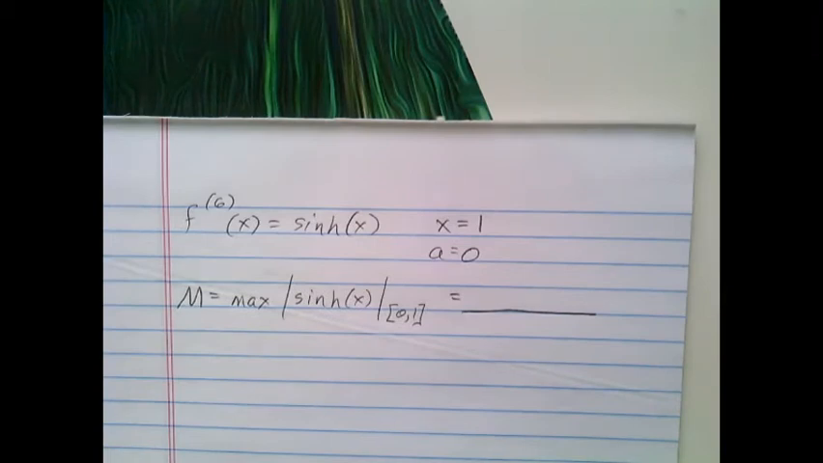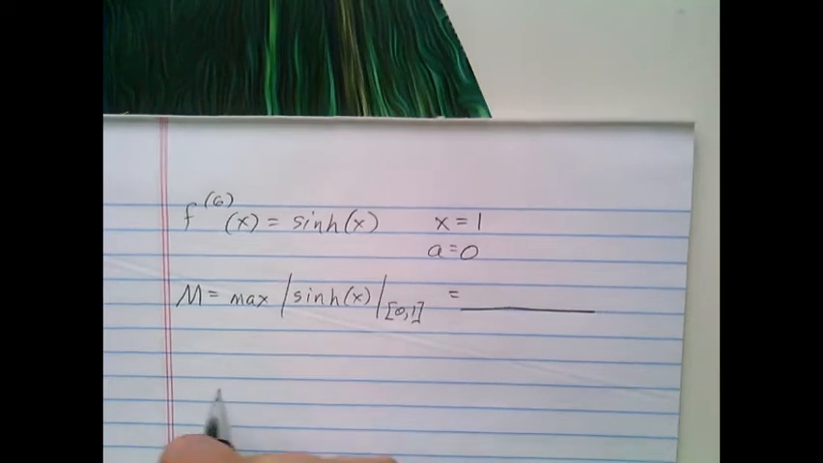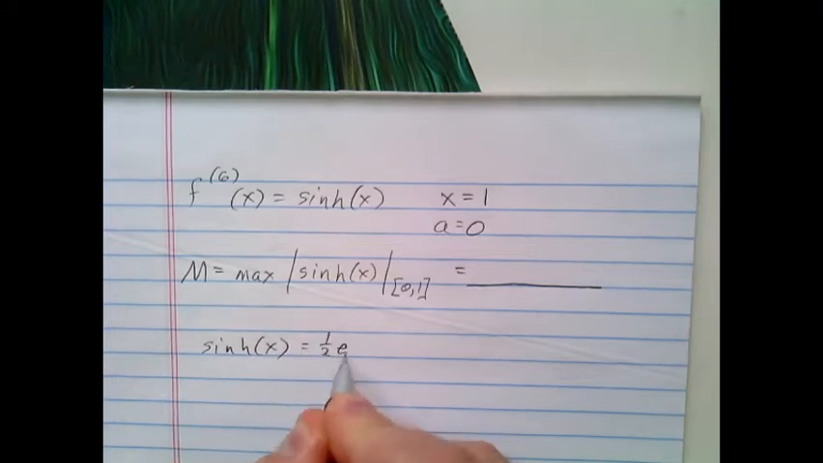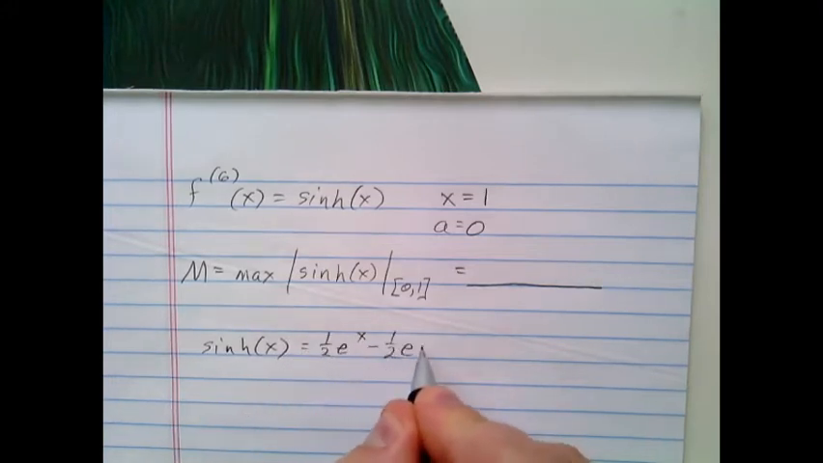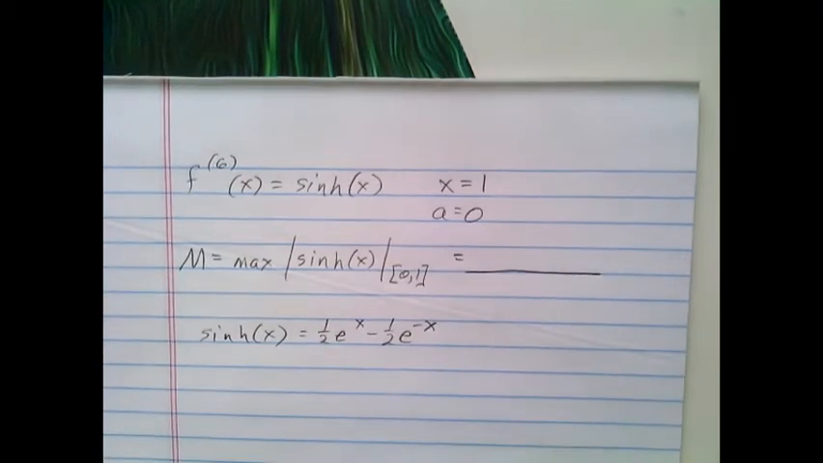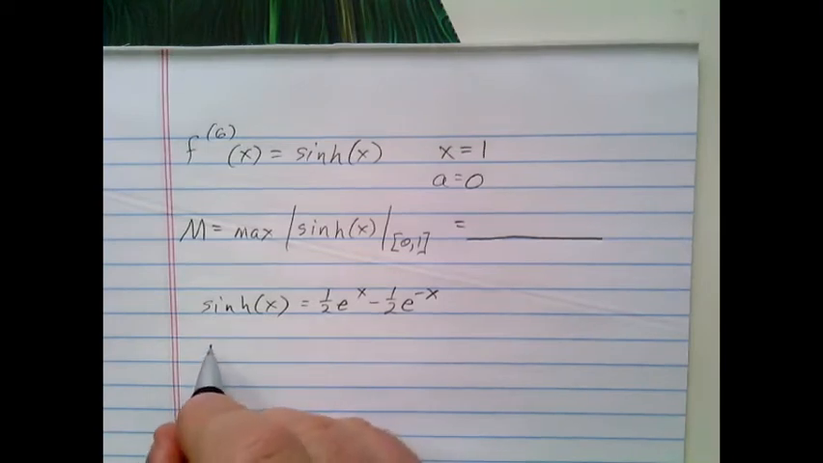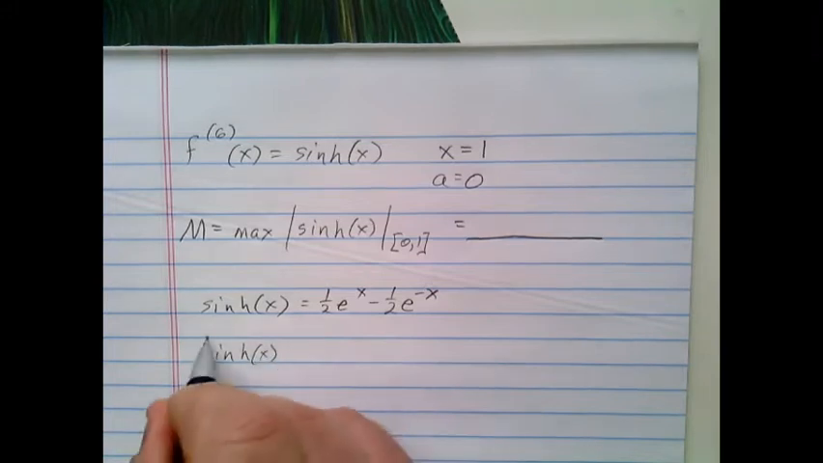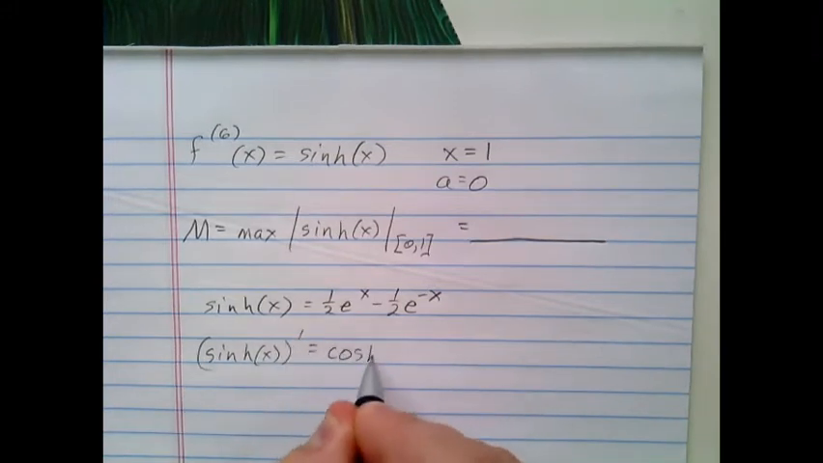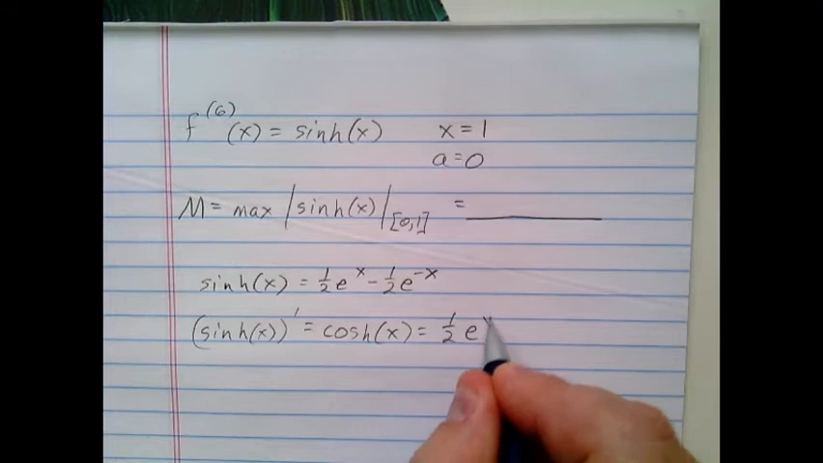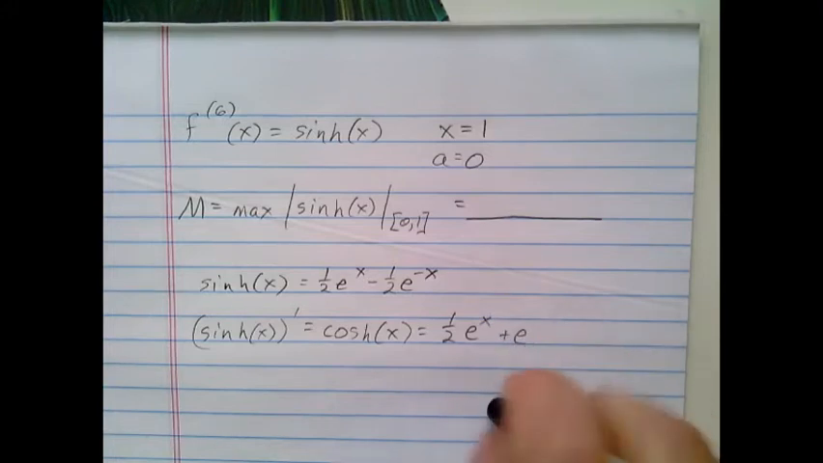But this is the part that takes a little bit of thinking. Remember, hyperbolic sine looks like this: 1/2 e to the x minus 1/2 e to the negative x. If I want to find the maximum of a function, and that's what I need to do here, we learned in Calc 1 that you usually want to start by computing its derivative. So the derivative of hyperbolic sine is, of course, hyperbolic cosine, which is almost the same thing, just with a plus sign in the middle. Oops, left out a half there.